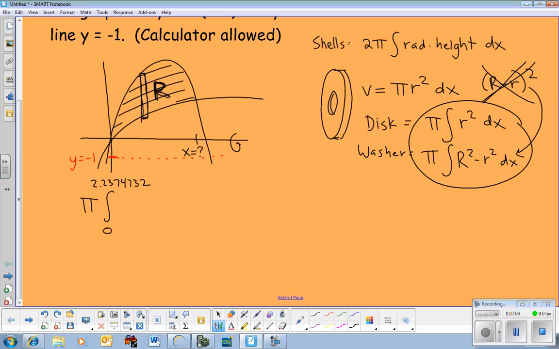I think I got that right. So sometimes you could say, let a equal 2.2374 whatever, and then just go from 0 to a, but you can just write the full number up there as well. Don't round it off. I would strongly encourage you to not round off anything until the end of these problems, because it could affect your final answer.